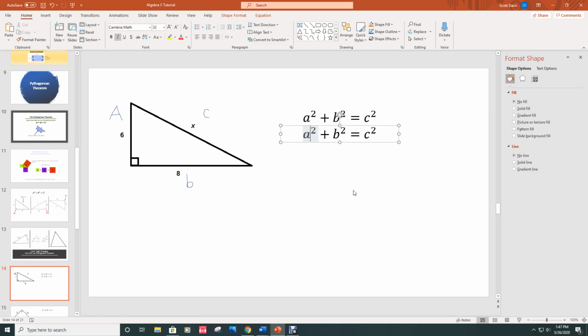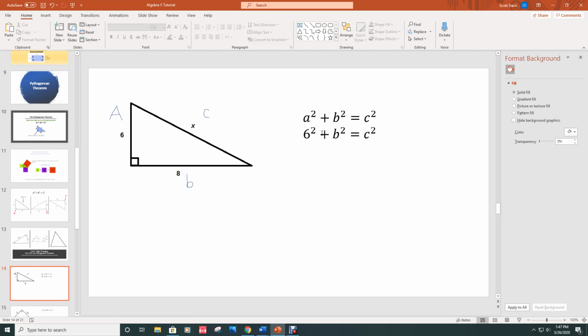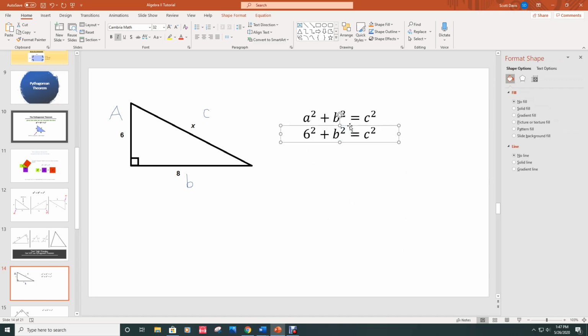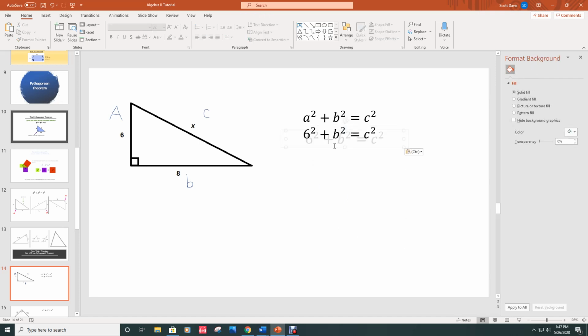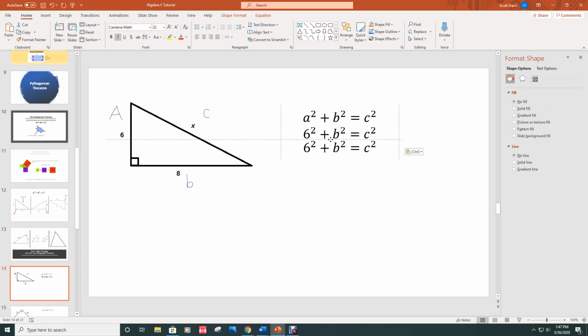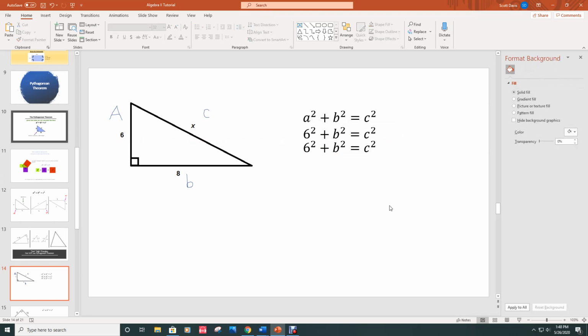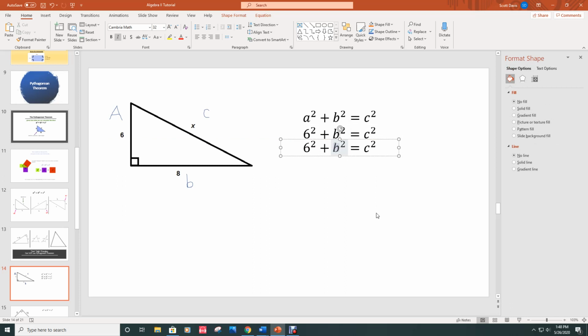A. Do I have A? I absolutely do. Here's a 6. So I can fill in A. 6. So I will continue writing out my formula. So 6 squared plus b squared equals c squared. Then I will take that all again and write it down again. Because number one, it's going to keep me in line and keep me from missing anything, and will also help me memorize my formulas.